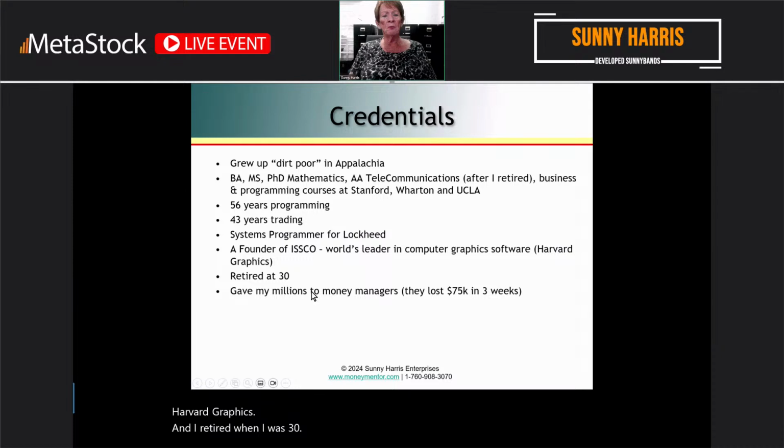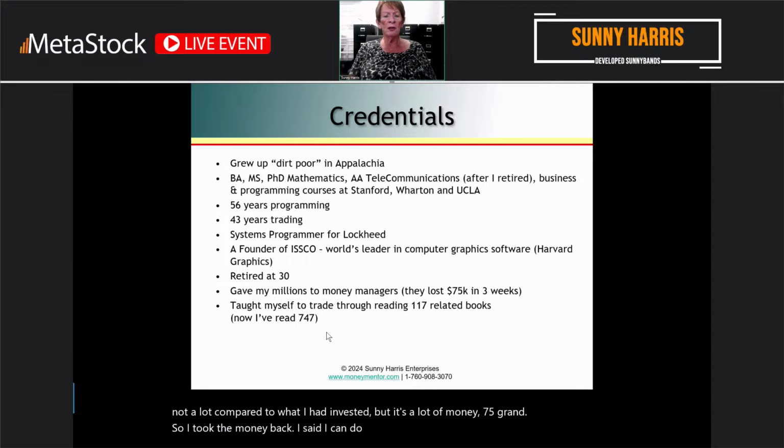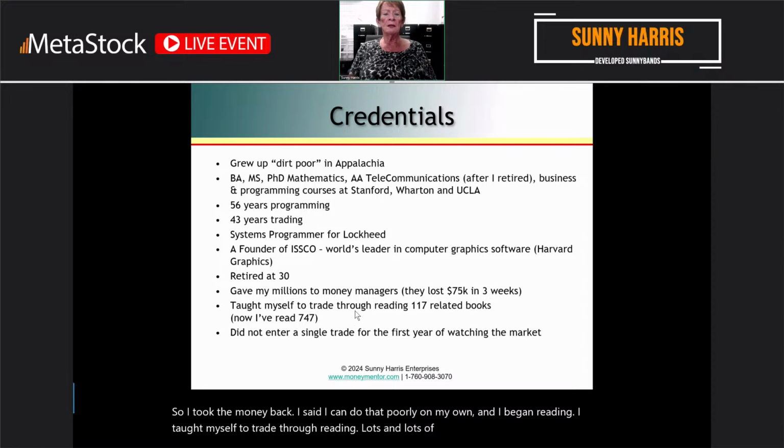And then I gave my money to money managers. And in 3 weeks, they lost $75,000, which is not a lot compared to what I had invested, but it's a lot of money, 75 grand. So I took the money back. I said, I can do that poorly on my own. And I began reading. I taught myself to trade through reading lots and lots of books. But I didn't enter a single trade for the first year. I was getting used to the rhythm of the markets.